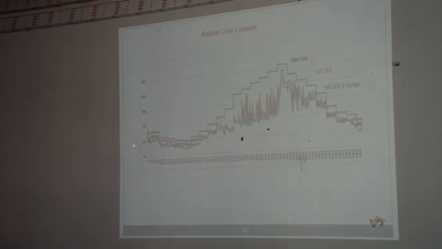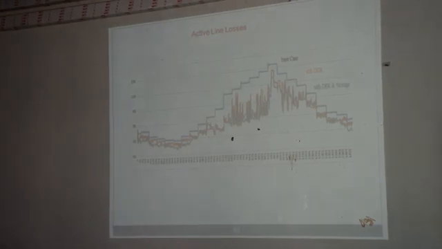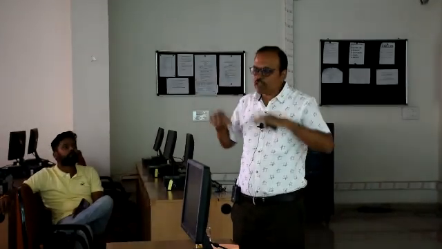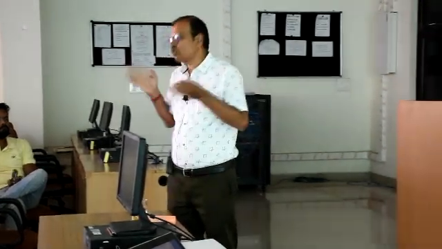When you introduced the DER, which is the orange line, the active line losses are going to be decreased as compared to the base case. When you introduced renewable energy, these losses decreased. It means it is beneficial to introduce the DER into the distribution network.